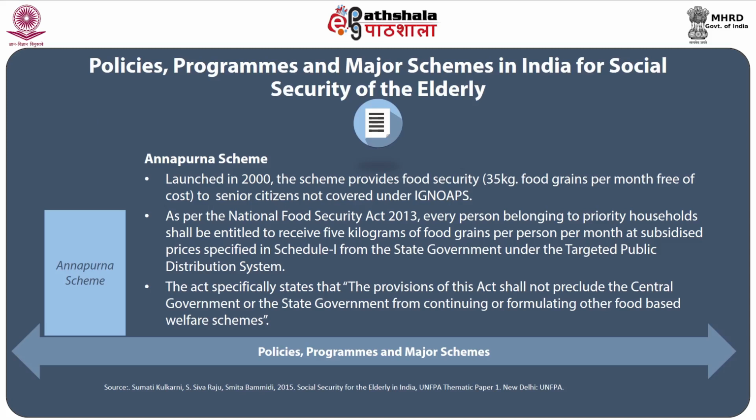As per the National Food Security Act of 2013, every person belonging to priority households shall be entitled to receive 5 kilograms of food grains per person per month at subsidized prices specified in Schedule I from the state government under the targeted public distribution system. The Act specifically states that the provisions of this Act shall not preclude the central government or the state government from continuing or formulating other food-based welfare schemes.